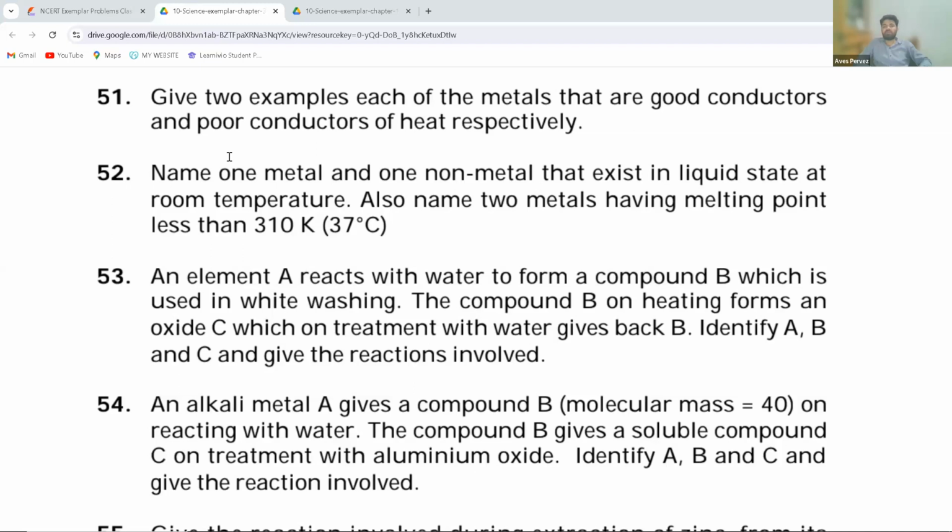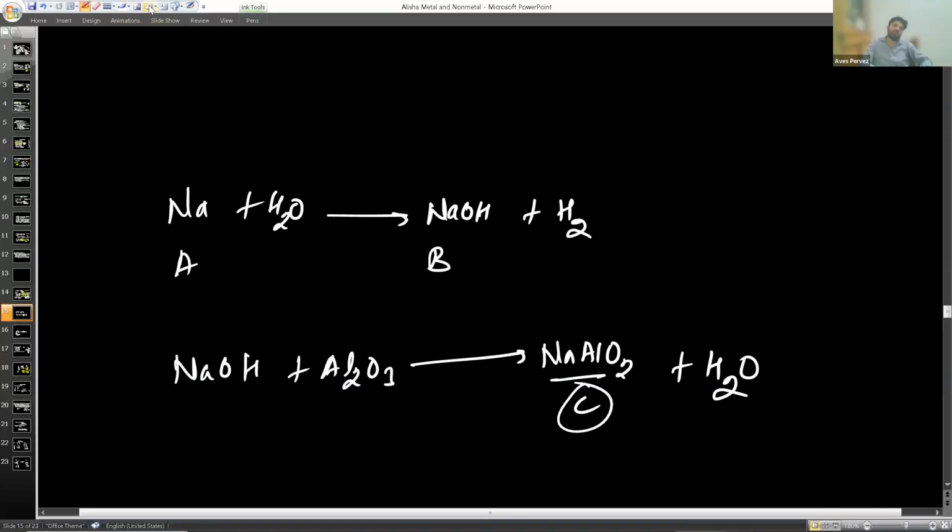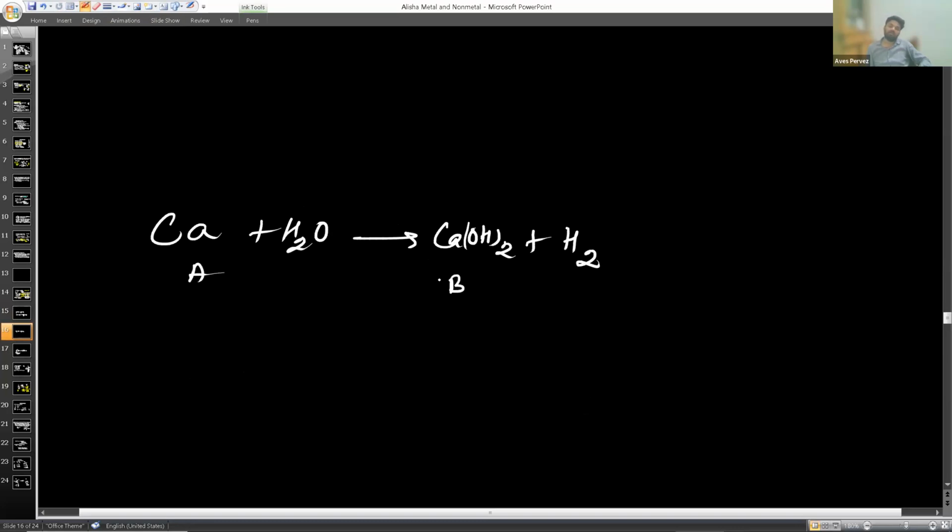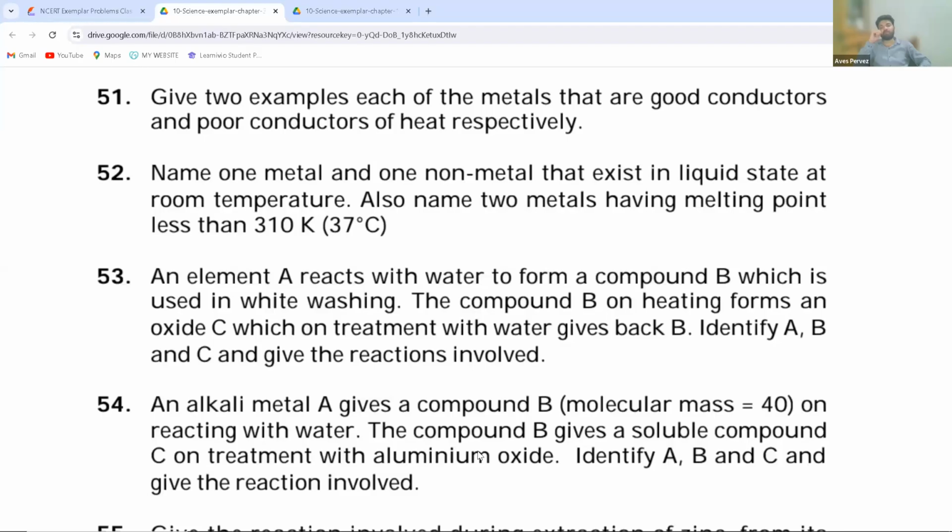Okay, the compound B on heating forms an oxide C, which on treatment with water gives back B. So this is a very simple question that you can do. It is saying calcium when reacted with water will give you calcium hydroxide plus hydrogen gas. So this is element A, this is compound B. Compound B on heating forms a compound C.